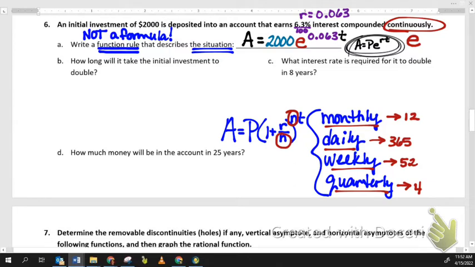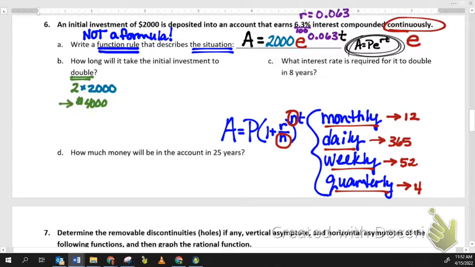You guys want to work through part B? Okay. How long will it take the initial investment to double? How much would be in the account if it doubled? Twice the number. Twice as much. Twice what number? 2,000. They initially invested 2,000. So twice that would be 4,000.